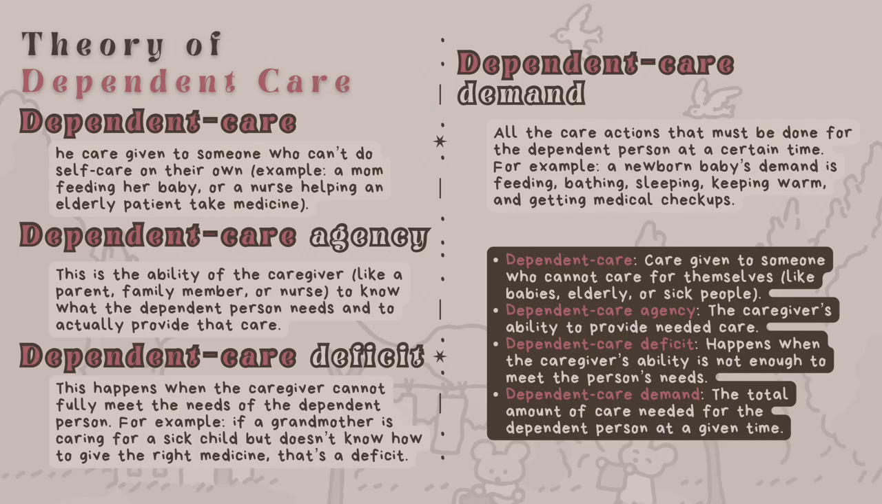That is dependent care. Pero pag sinabi naman natin dependent care agency, the concept is caregiver's ability to provide needed care. This is the ability of the caregiver, like a parent, family member, or a nurse, to know what the dependent person needs and to actually provide that care. Sa dependent care agency naman, ito na yung someone na tumulong or tutulong dun sa dependent care.